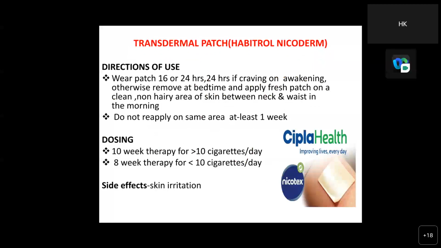Next one is the transdermal patch. Direction of usage: wear the patch for 16 or 24 hours. If the patient has a craving on awakening itself, the 24 hour patch is used. Otherwise, we have to remove it at bedtime and apply a fresh patch in a clean, non-hairy area of the skin between the neck and waist in the morning. Do not reapply on the same area where the patch was already applied for at least 1 week.